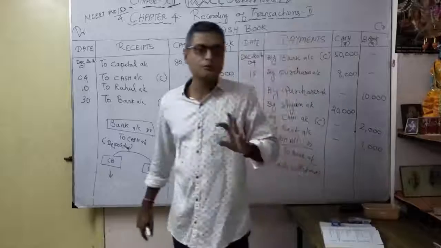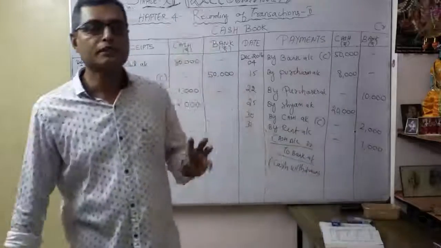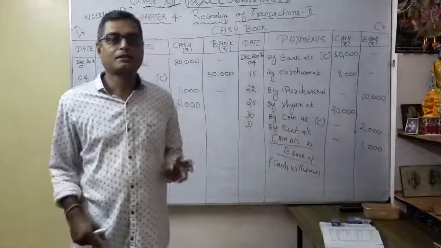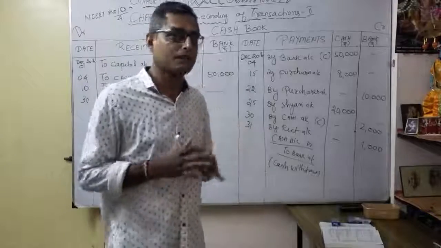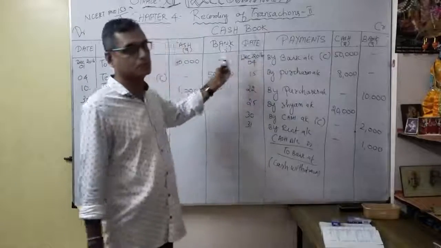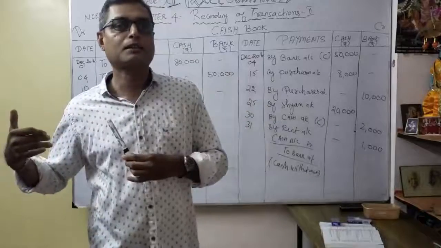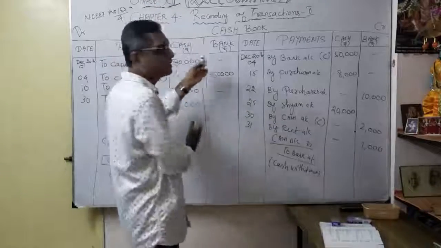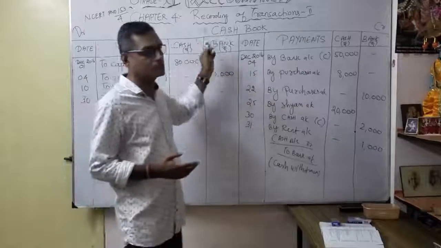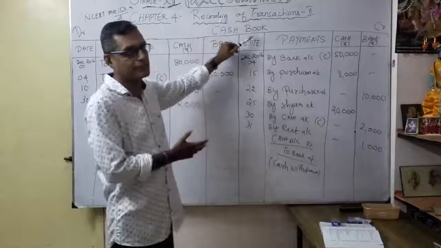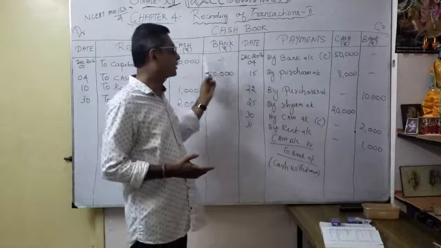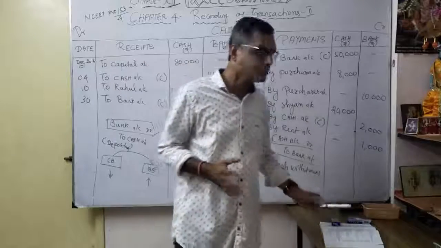The only thing you learned is how to do the cash deposit into the bank, and similarly cash withdrawn from the bank. In a cash book with two columns, cash and bank dealings are kept together. No need to open a separate bank book. Both cash and bank are contained in the same single book. That is called the double column cash book. Okay, so we completed all the transactions.